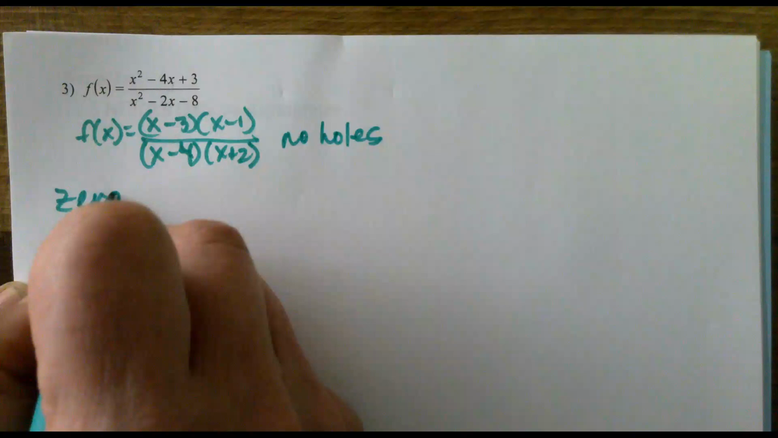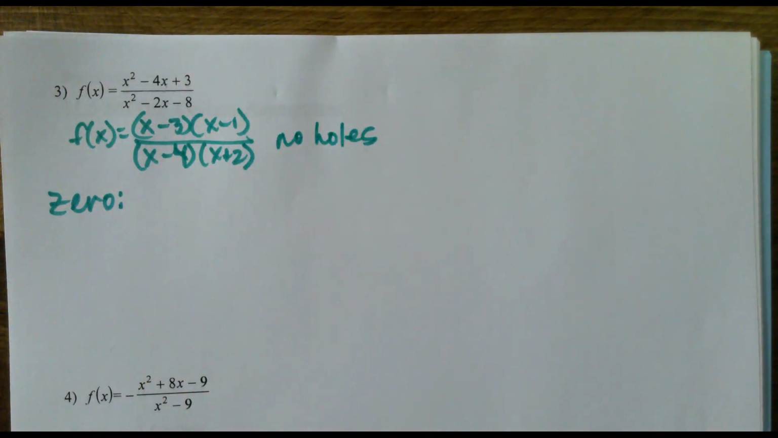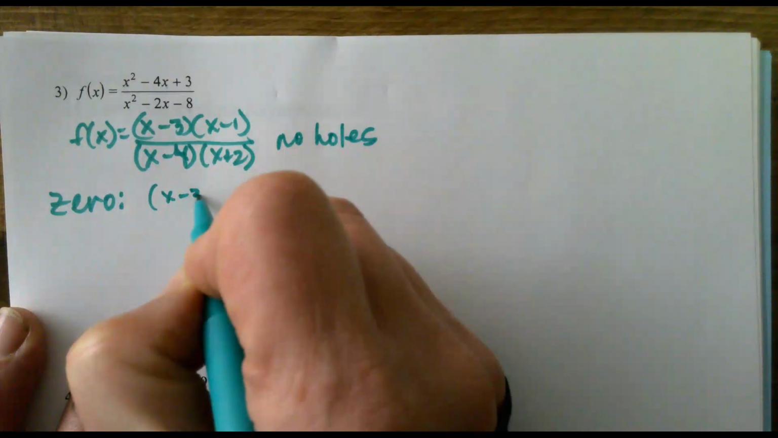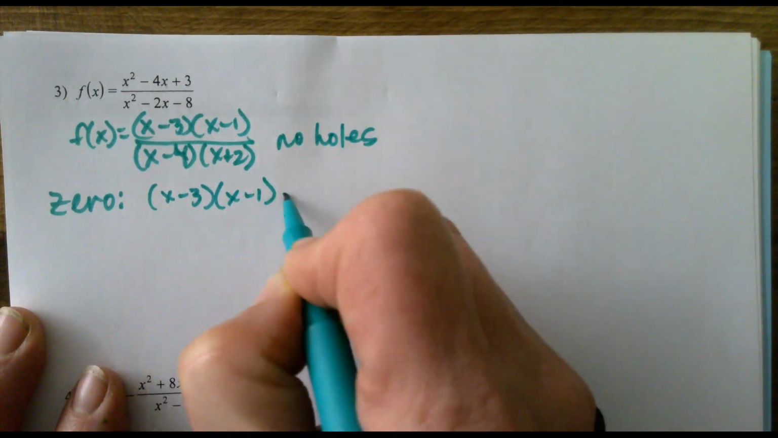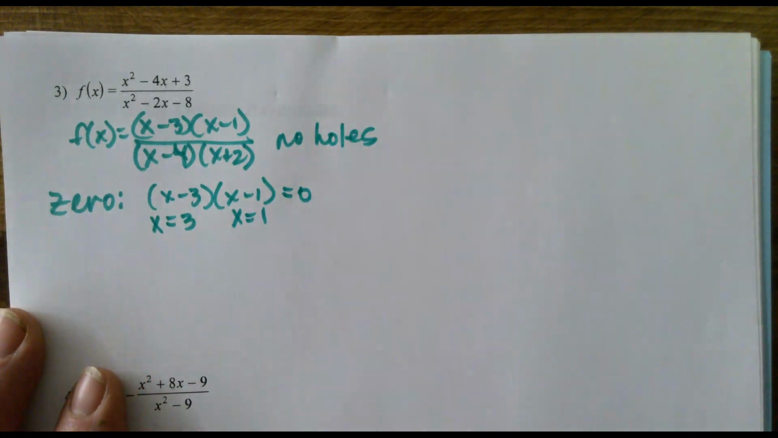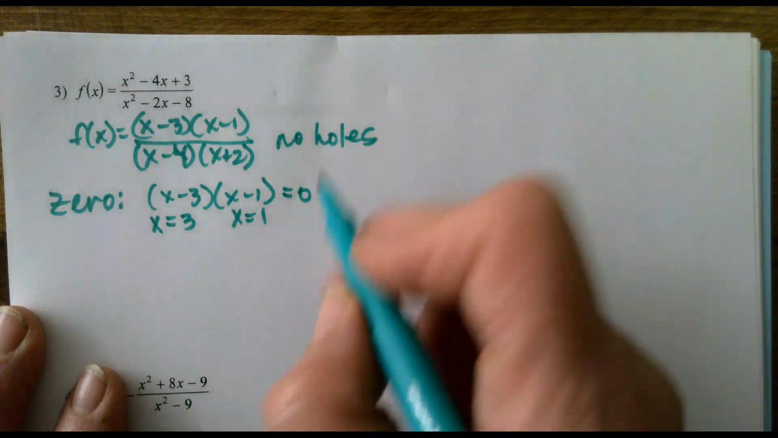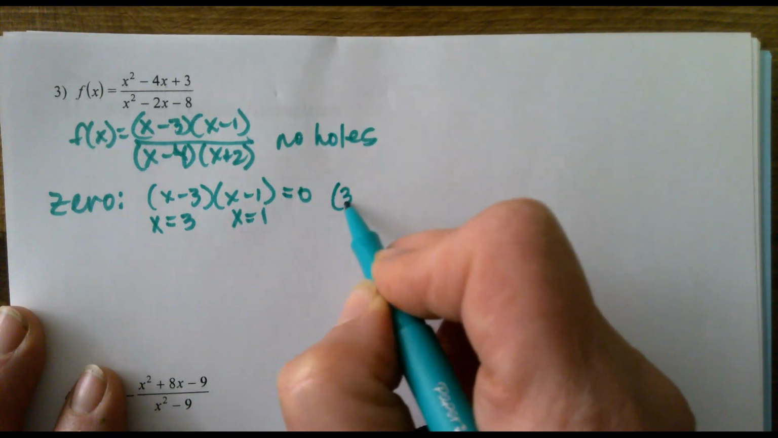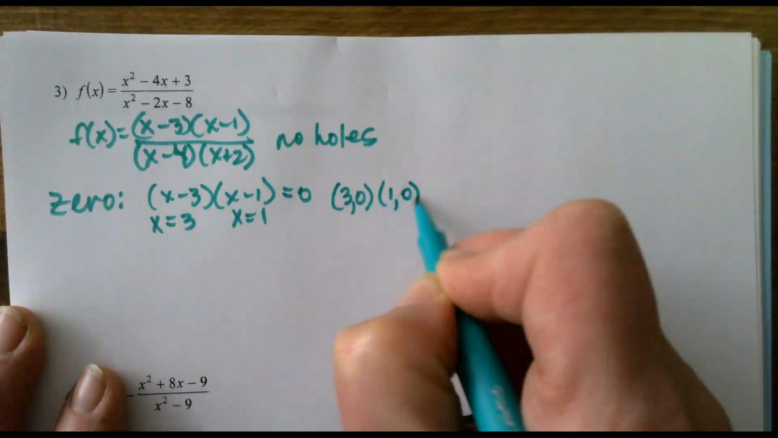Zeros. Tell me how I do it. What's that? Set the numerator equal to 0. So x minus 3 times x minus 1 equals 0. That means x is 3 and x is 1. Are we okay with that? Is my math good? So I have two of them, one at 3, 0, and one at 1, 0.